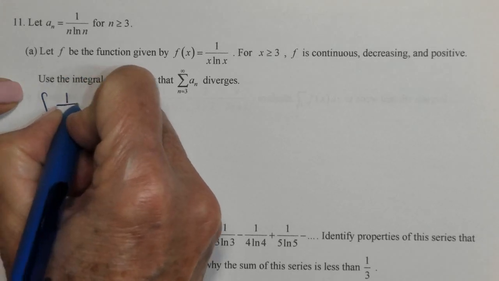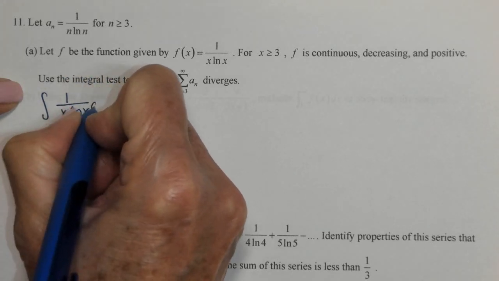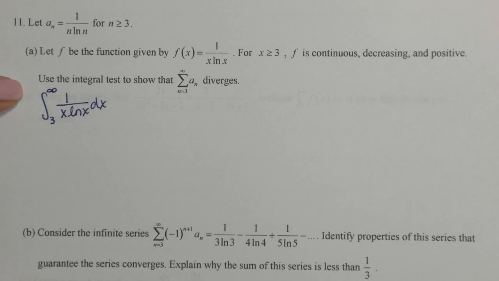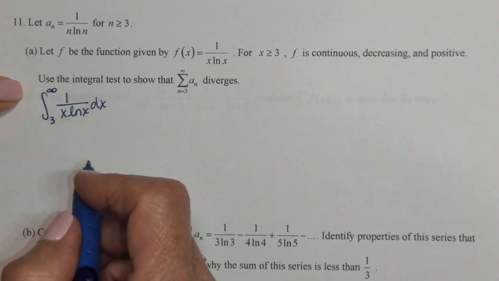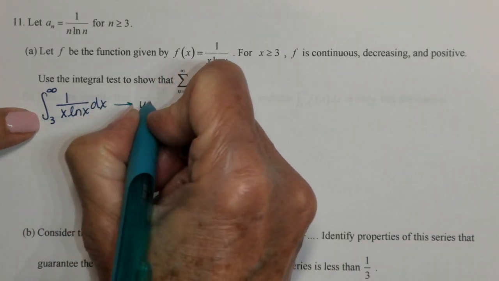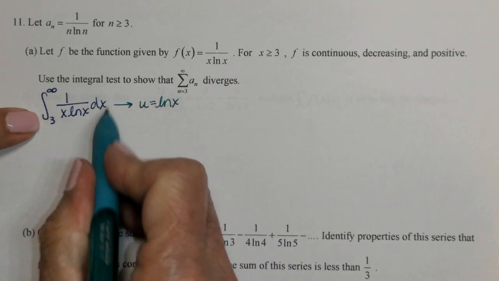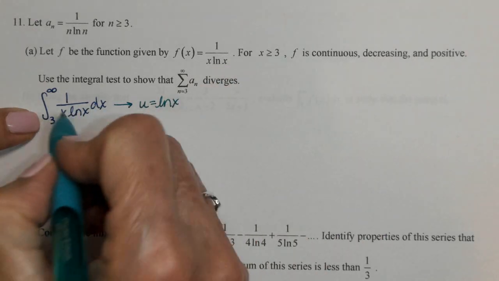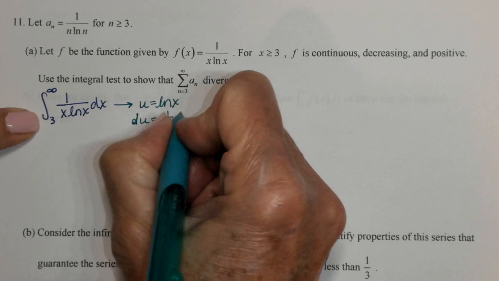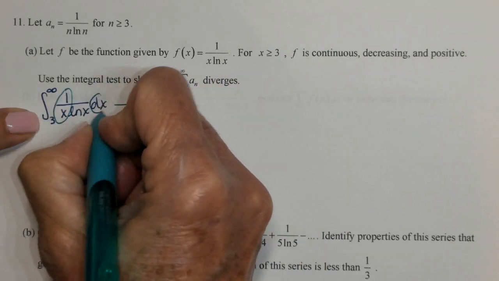The integral of 1 over x ln x dx from 3 to infinity. Don't forget your boundaries. I will never forget the year I was teaching a student who practically refused to put boundaries every time he did the integral test, and it drove me crazy. Has to have boundaries. Okay, I'm going to do a little u sub. So I'm going to let u be ln x. Anytime you have an integral with a log, try to let u be that log. So u is ln x, du is 1 over x dx, which we have.